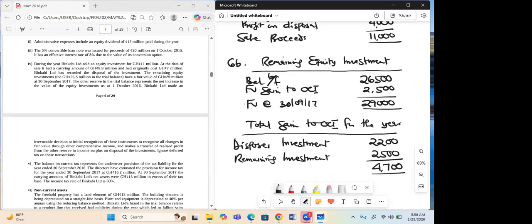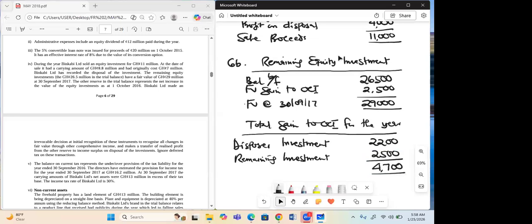What it means is that when we go to OCI, we'll record a total of 4,700 for the year. But out of that 4,700, 4,000 has been realized. Then we transfer it to retained earnings. So you do that in the statement of changes in equity. Is that clear? Yeah. So this current year, you have a gain to OCI of 4,700. When you go to the statement of changes in equity, you recognize the gain for the year of 4,700. Then out of that 4,700, you transfer the 4,000 realized one to retained earnings.